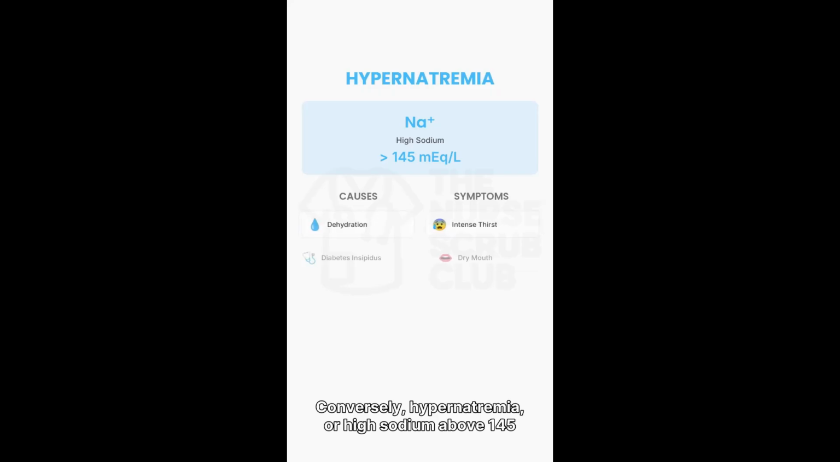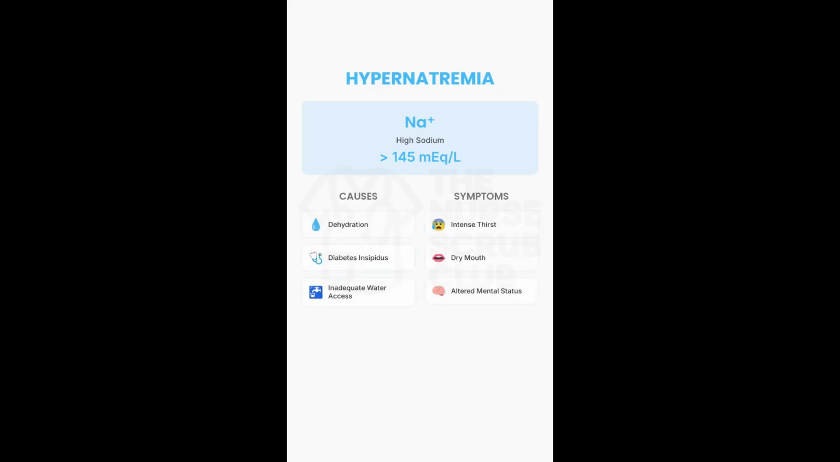Conversely, hypernatremia, or high sodium above 145 milliequivalents per litre, often results from dehydration, diabetes insipidus, or inadequate water access, causing intense thirst, dry mouth, and altered mental status like restlessness.